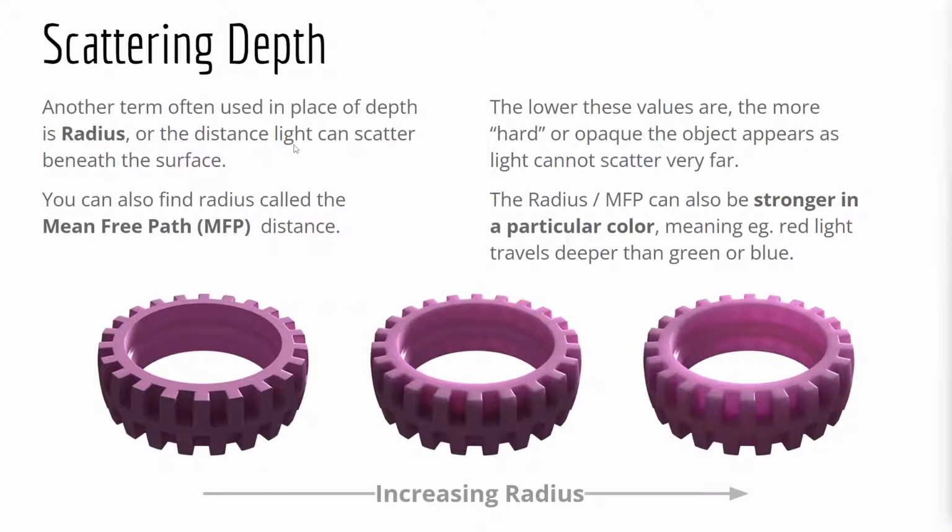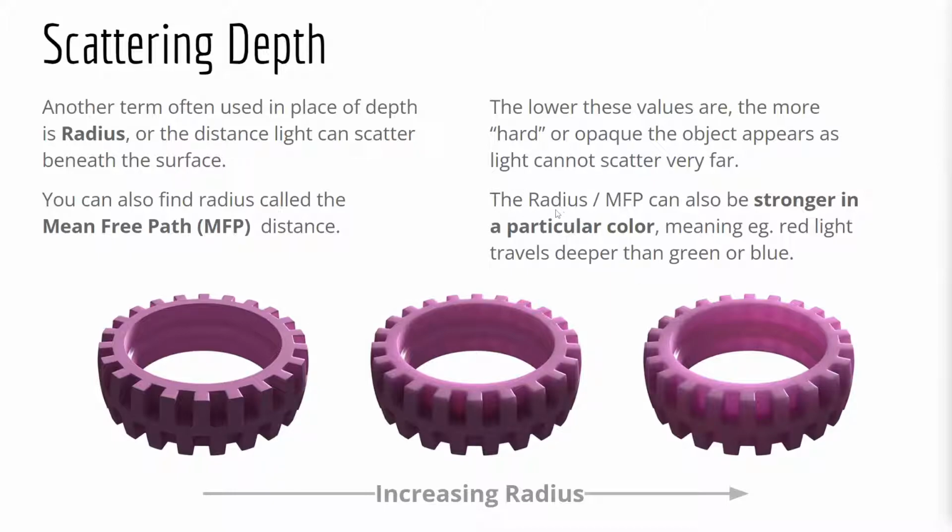Again, this is the distance light scatters beneath the surface. You can also find radius called something like the mean free path distance in the modern, current subsurface scattering formula that we use. They'll use terms like mean free path, which can be used to describe how deep light penetrates the surface. Down here, we have the same object, and we're just increasing that mean free path distance or radius, and it goes from a hard, harsh, thick plastic look to more of a rubbery or thin plastic look.